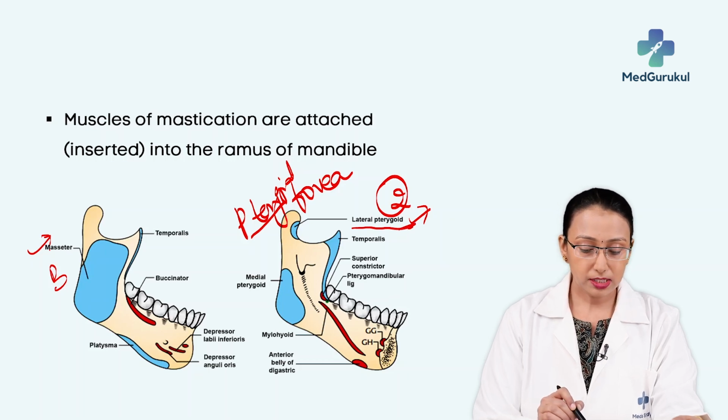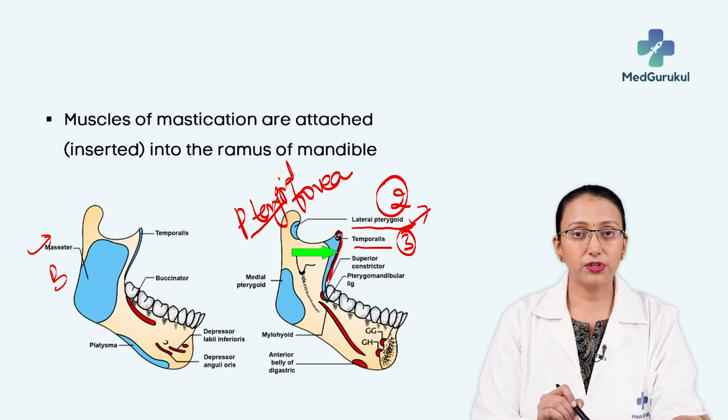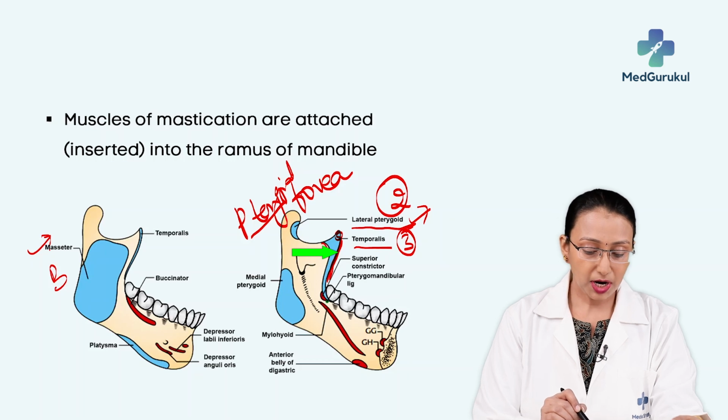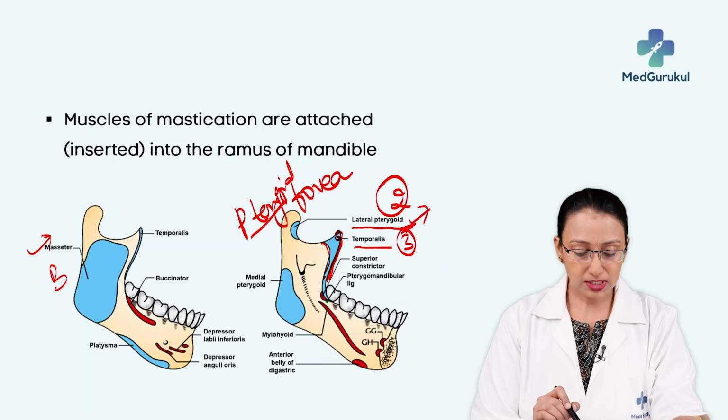attachment. Then the next muscle of mastication, the temporalis muscle, is inserted to the tip of the coronoid process as well as to the anterior border of the ramus of the mandible, and partly to the outer surface of the ramus of the mandible. So, that is the temporalis muscle.